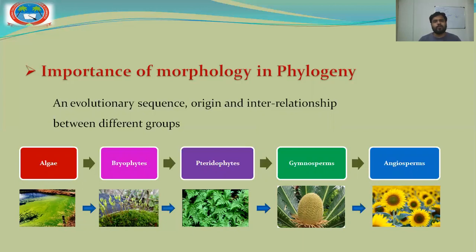For example, algae, bryophyte, pteridophyte, gymnosperm and angiosperms. Now each group has some interrelationship. They have certain similar characteristics, and on that basis we can determine the evolutionary trends in these five groups. We can say that bryophytes evolved from algae, pteridophytes from bryophytes, gymnosperms from pteridophytes and angiosperms from gymnosperms. It is only because all these groups have certain interrelated characteristics between two groups.